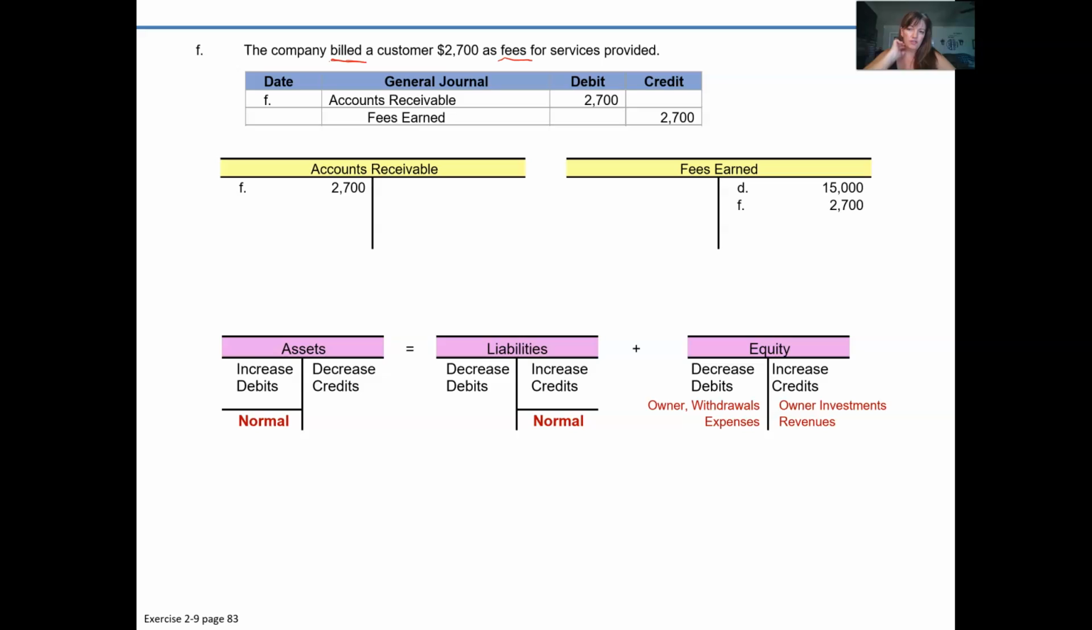Okay, this is the first time we're using accounts receivable, so here it shows as just a debit of $2,700 for this transaction. And then under fees earned, this is our second transaction that we have. So we have transaction D, and now we have transaction F for $2,700.